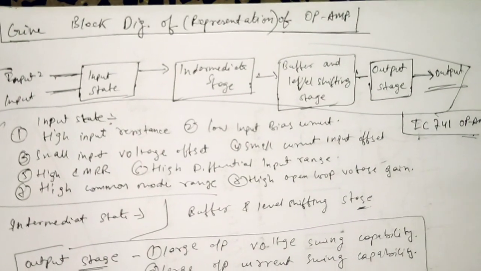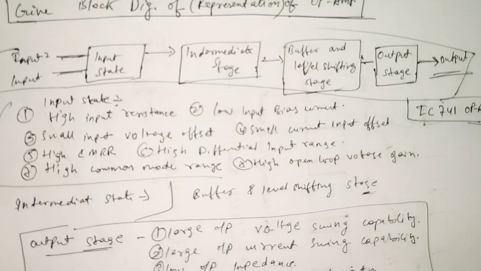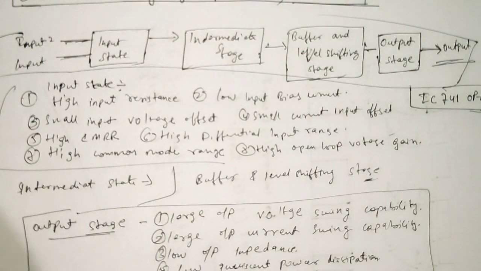Alright, this is a block diagram of this IC op-amp. So here was the full description and the representation with the block diagram, and the brief explanation of the IC block diagram of the operational amplifier.